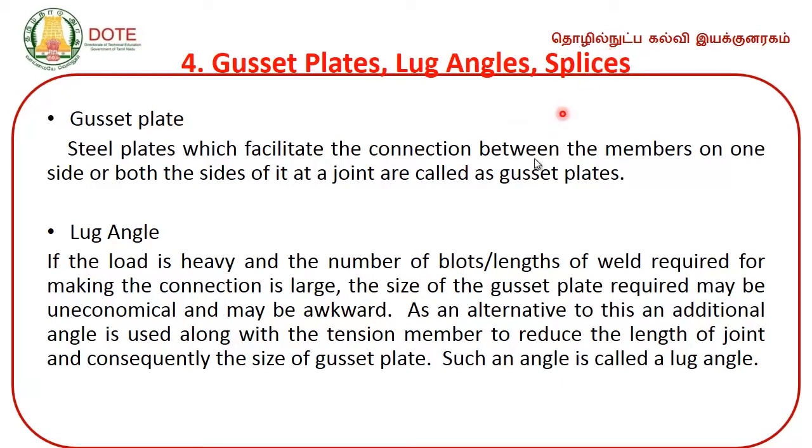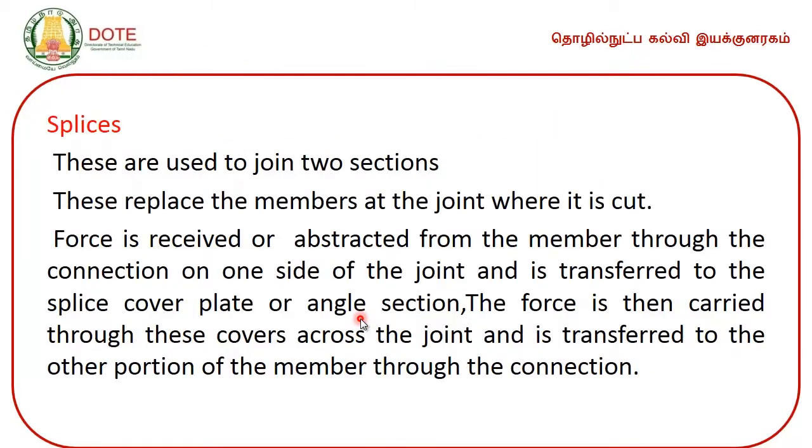And splices are nothing but the connections between the members. If you want to join two sections, then the splice will replace the member at the joint where it is cut. Forces are received and extracted from the member through the connection on one side of the joint, and transferred to the splice cover plate or angle section.